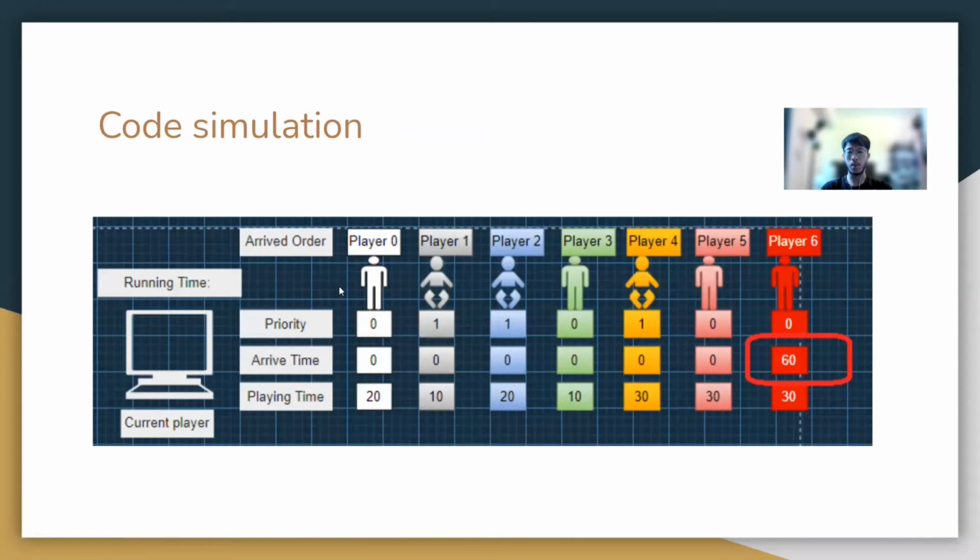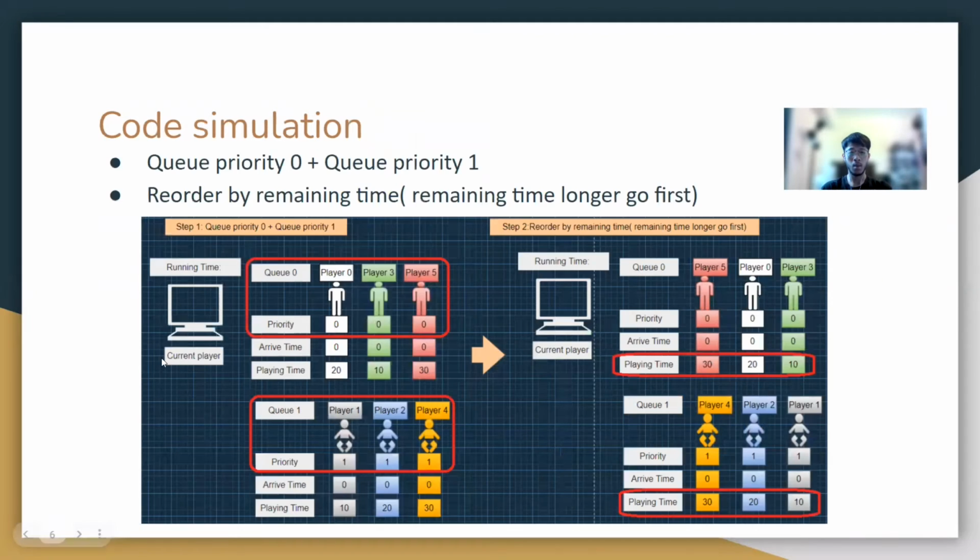Let's assume we have 7 players and they have their own priority, arrive time, and playing time. Player 0 to player 5 will arrive at the queue at time 0, and player 6 will arrive at the queue at time 60. As I mentioned before, we have 2 queues, Q0 and Q1, and they will reorder by their remained time, which is also the playing time. The longest playing time goes first.